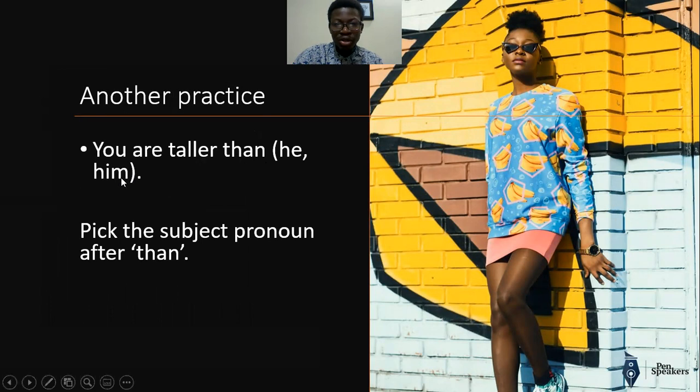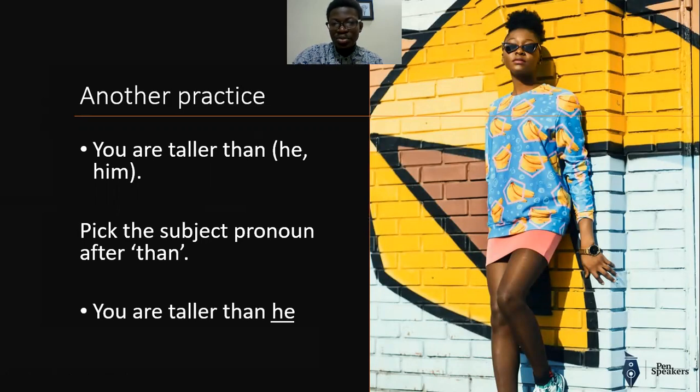Him is an object pronoun. If you remember the spotlight, it ends with the letter M. So we know that our subject pronoun is what? He. So your sentence should be, you are taller than he. Exactly. Many times before now, you probably had said you are taller than him.